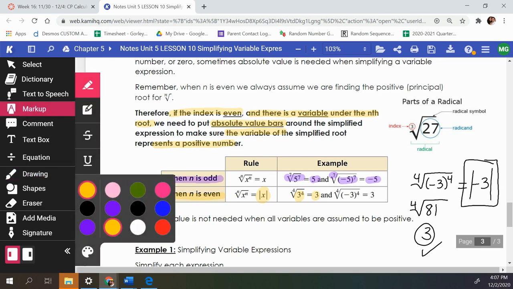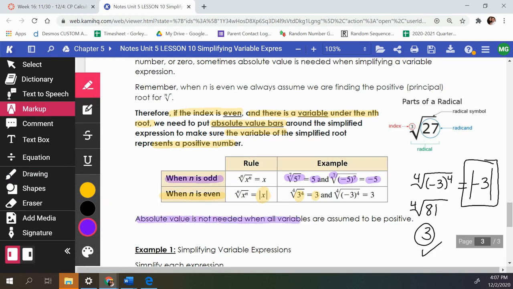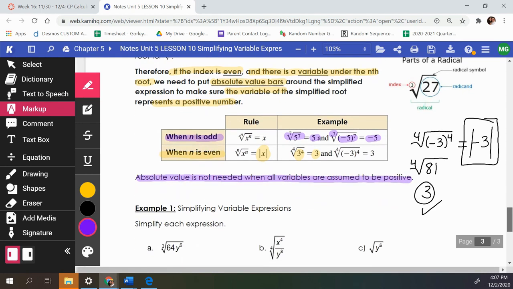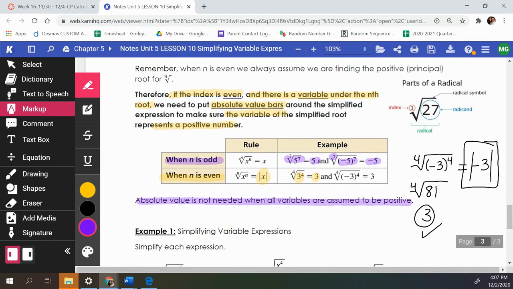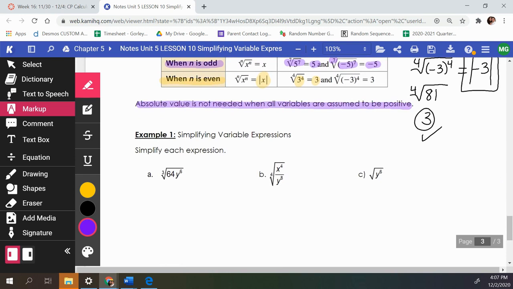Again, absolute value bars are not needed when all the variables are assumed to be positive, which for the purpose of a CP course, we're just assuming variables are going to be positive for most of the problems that we work with. But I think that it's important, if you're trying to get into calculus in the future, that we talk about these enrichment examples where you might need to put absolute value bars in your solutions. Notice in the directions here, it just says simplify each expression. It doesn't talk about all variables being positive. So if it doesn't tell you that all variables are assumed to be positive, then we may need absolute value bars in our answer.